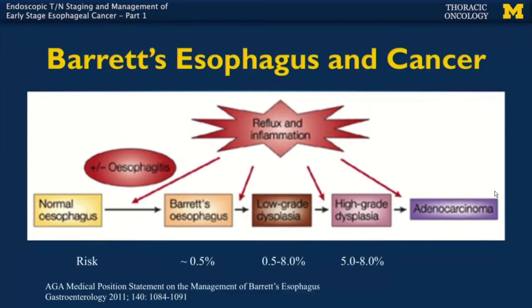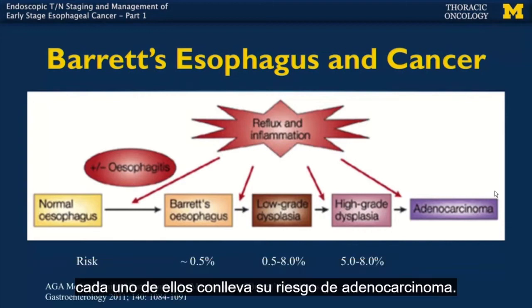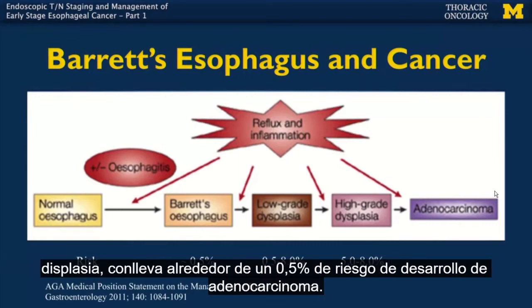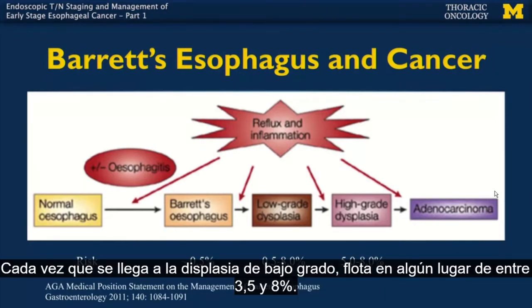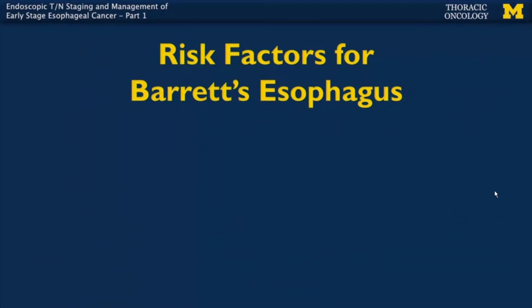Whenever we talk to patients in clinic and they present at any one of these stages, each of them carry its own risk for adenocarcinoma. So just having a diagnosis of Barrett's esophagus with no degree of dysplasia carries about a 0.5% risk of development of adenocarcinoma. Whenever you get to low-grade dysplasia, we quote somewhere from between 0.5 to 8%, and high-grade dysplasia at 5 to 8%.